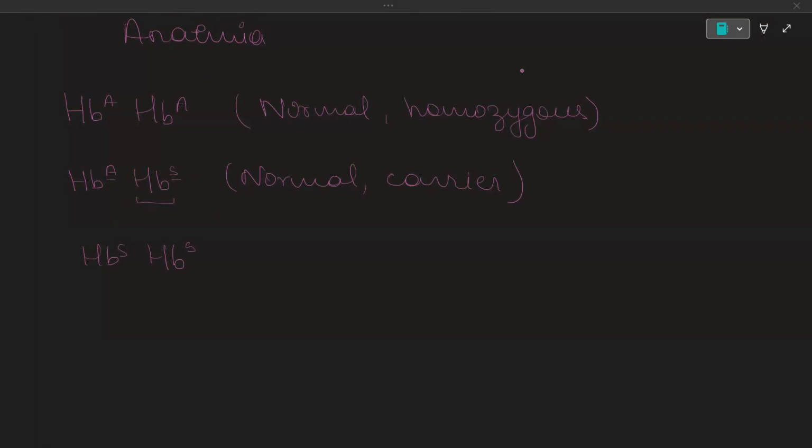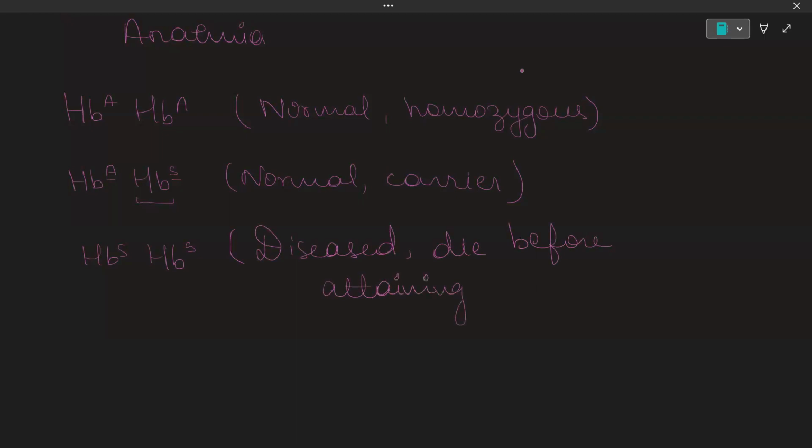Now, all those individuals who have sickle cell anemia, meaning the homozygous condition, are diseased. Obviously, they are properly affected. And another thing is that they die before attaining maturity.